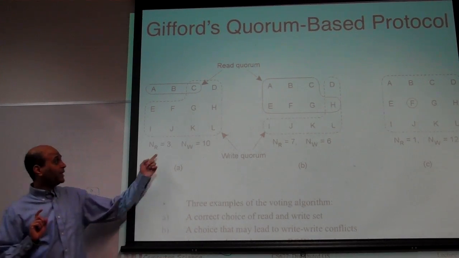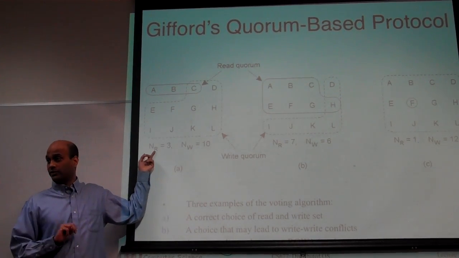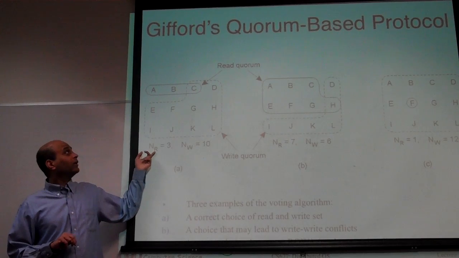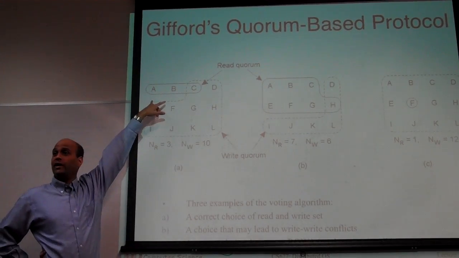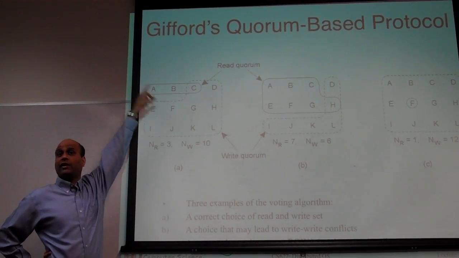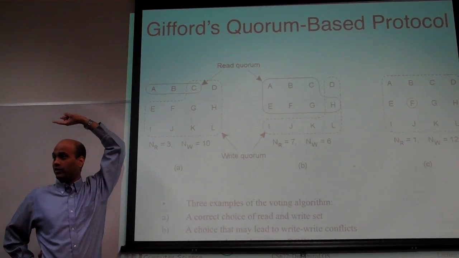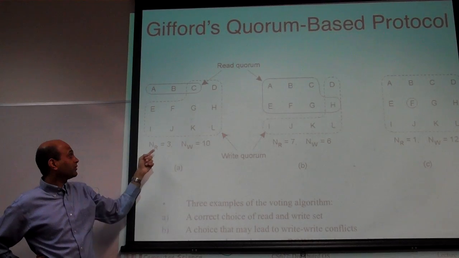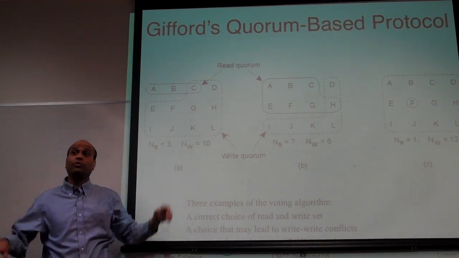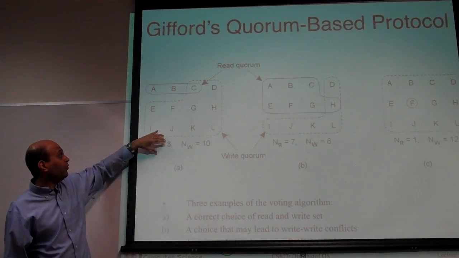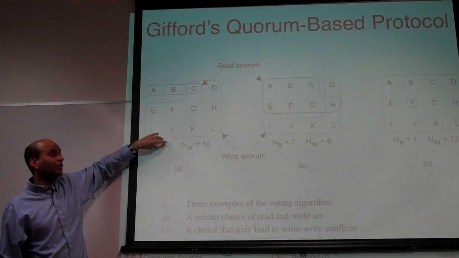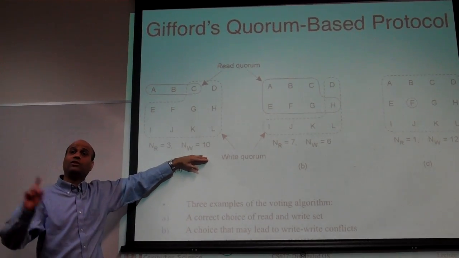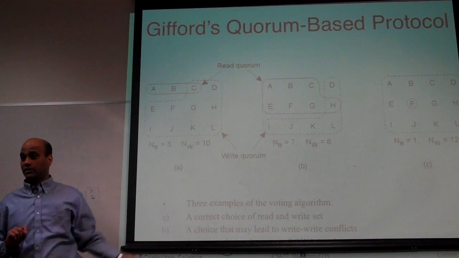Okay? If you had mistakenly set NR to 2, let's say, you could have picked A and B. A and B might agree, and then you would actually return an old version of the file. Because you have chosen it such that, simply because NR plus NW is greater than N, there is no way to pick some number of read servers which does not overlap with at least one server in the write group from the previous write.